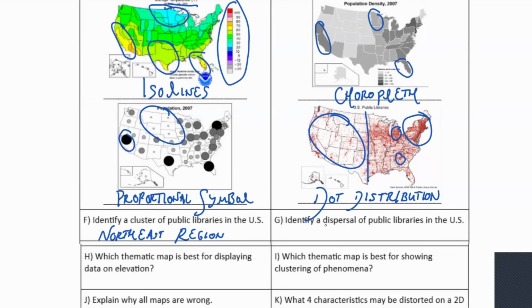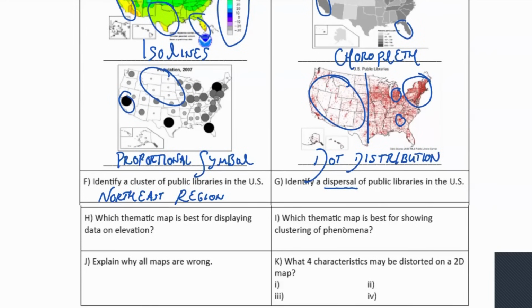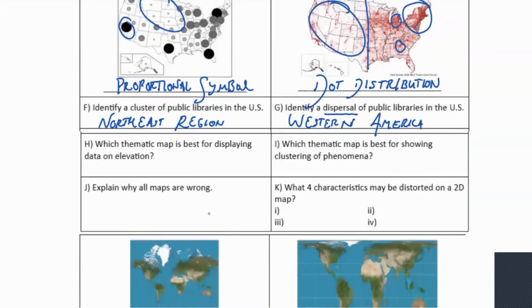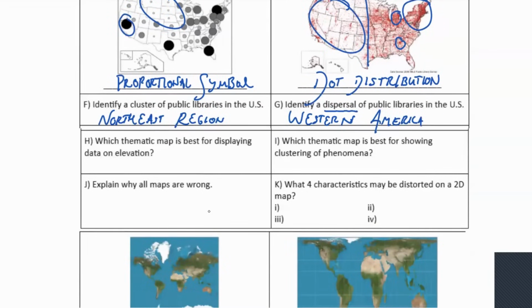Now we're identifying a dispersal of public libraries in the United States. And a dispersal is just the opposite of what a cluster is. A dispersal is where things are spread out. They're not concentrated, they're not accumulated. And so a dispersal here, you could honestly just say Western United States. There's not a lot. You could say Western Texas if you wanted to. You could say Nevada if that really floats your boat. I'm just gonna say Western America. Boom. All right. Which thematic map is best for displaying data on elevation?